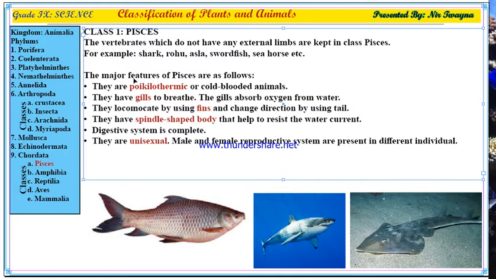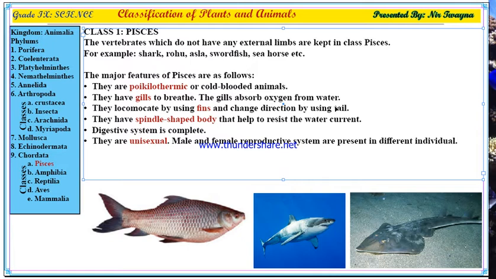Now let us have a look at their features one by one. The first feature is they are poikilothermic. Poikilothermic means they are cold-blooded animals, and their temperature changes with the temperature of the surrounding. Next, they have gills to breathe in water. And you know that gills can absorb oxygen from water.